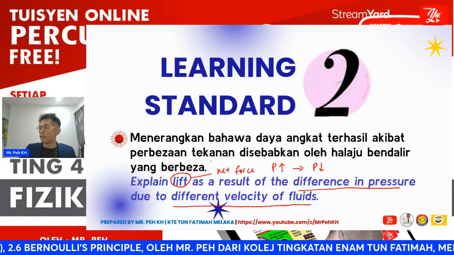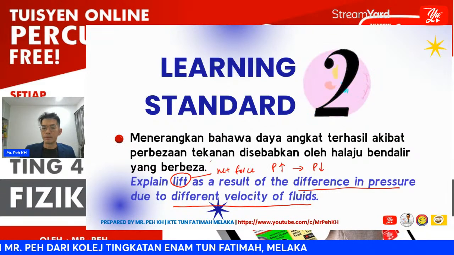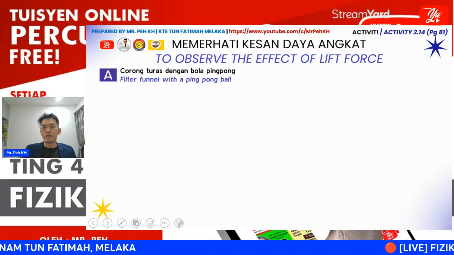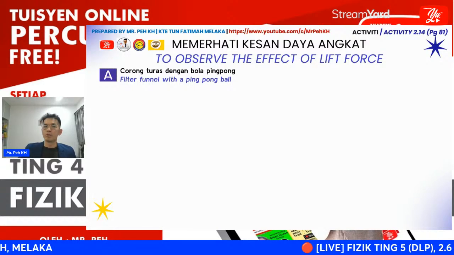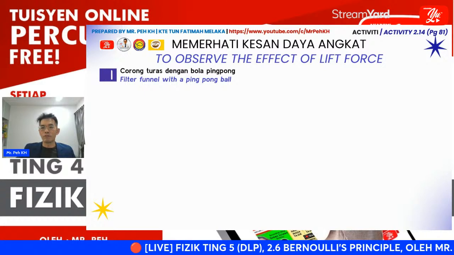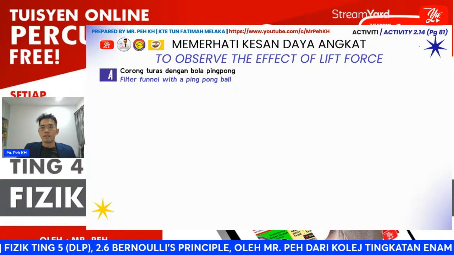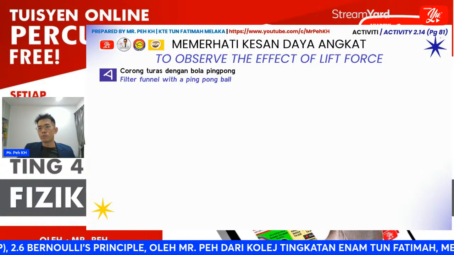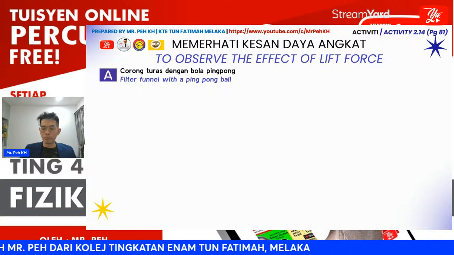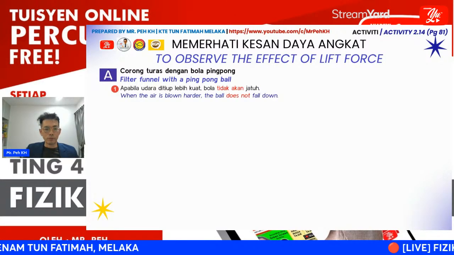Okay, so this was already discussed through the activity just now, the first one using the paper. Okay, so here will be to observe the effect of the lift force. Again, here we have the activity which is related to observing the effects of lift force. Okay, so here the first experiment or activity at page 81 in your textbook, activity 2.14, will be to fill the funnel with a ping pong ball. Okay, so the procedure will be like this.